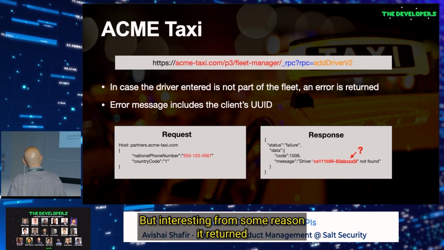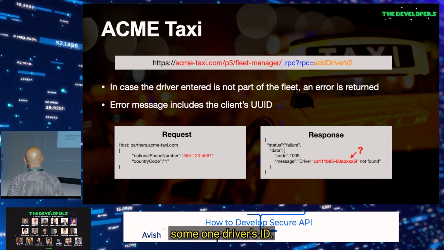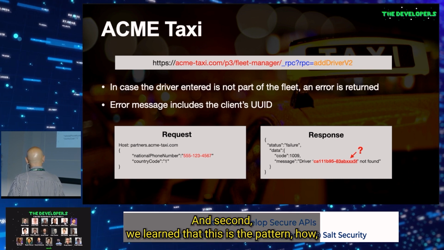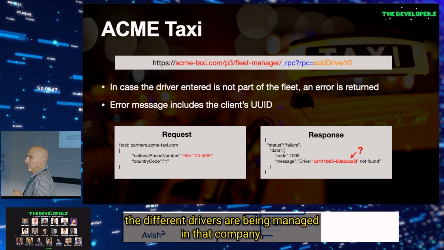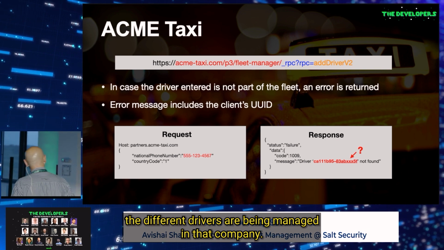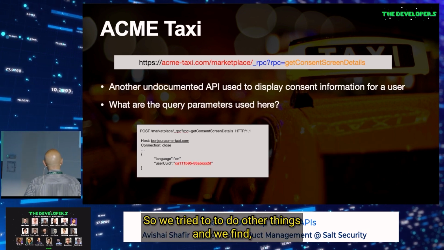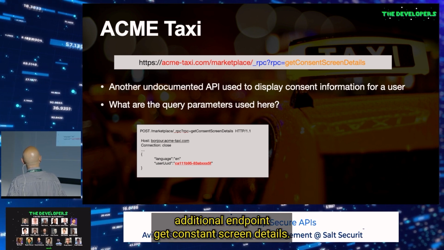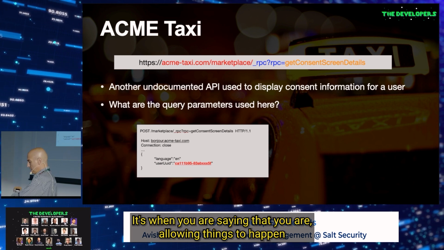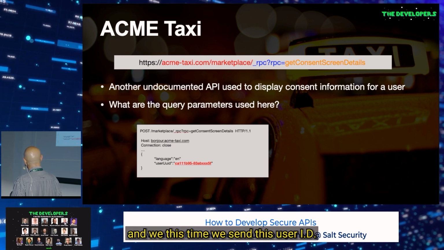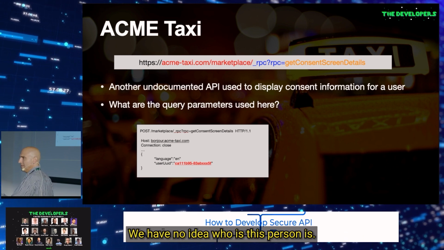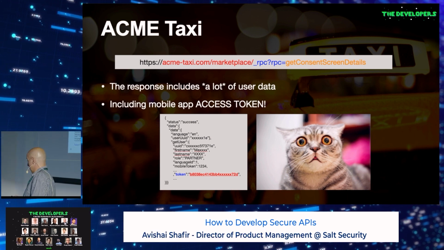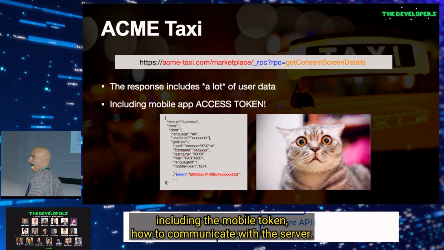But interesting, for some reason, it returned a driver's ID. So now, two things. First, we learned that this exists, and second, we learned the pattern of how the different drivers are being managed in that company. So we tried other things, and we found an additional endpoint, get consent screen details. It's when you're saying that you are allowing things to happen. And this time we sent this user ID that we found by accident. We have no idea who this person is. And we got everything from that user, including the mobile token, how to communicate with the server.